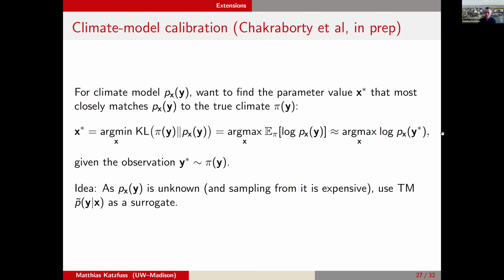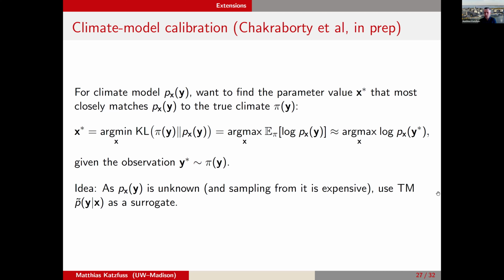Now, that is, of course, a somewhat simpler optimization problem than the one on the left, but it is still a very complicated optimization problem in that p_x is unknown, at least we don't have any analytical form for it. And sampling from it is also very, very expensive. As I mentioned, every time we run a climate model, it costs a lot of computation time and energy and so forth. So we would ideally like to do this using as few samples from the climate model as possible.